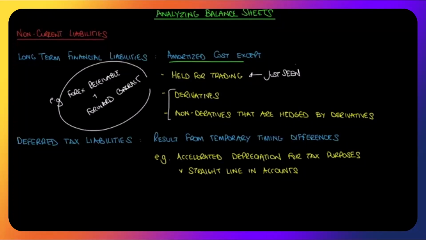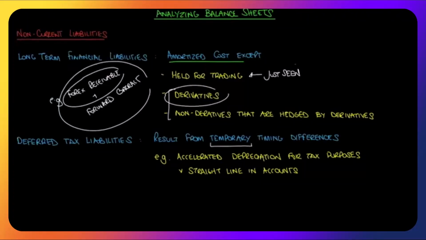The idea of that is to try and match the gains and losses. It might look like the derivative is going to crystallize a huge loss, but the only reason it's there is to offset my receivable. So any loss on the derivative will be matched by a gain on the receivable and vice versa if you have perfectly hedged. All you really want to see in that case in the income statement is the mismatch, the amount that isn't hedged. Now, you may also see in non-current liabilities deferred tax liabilities resulting from temporary timing differences.